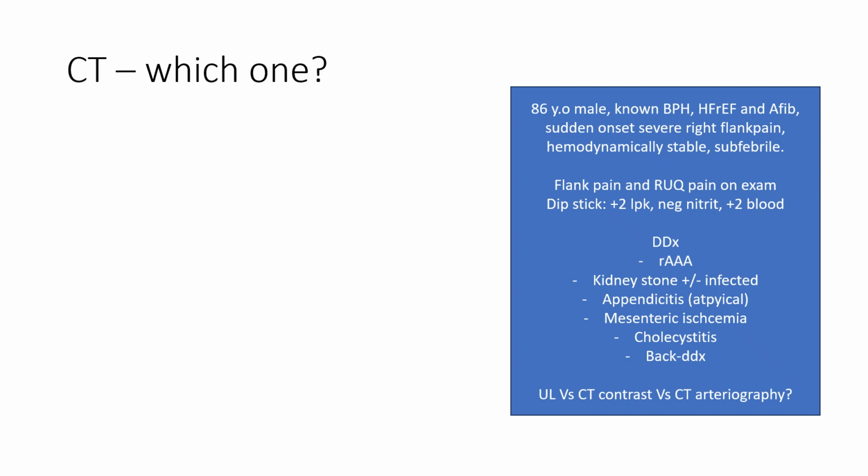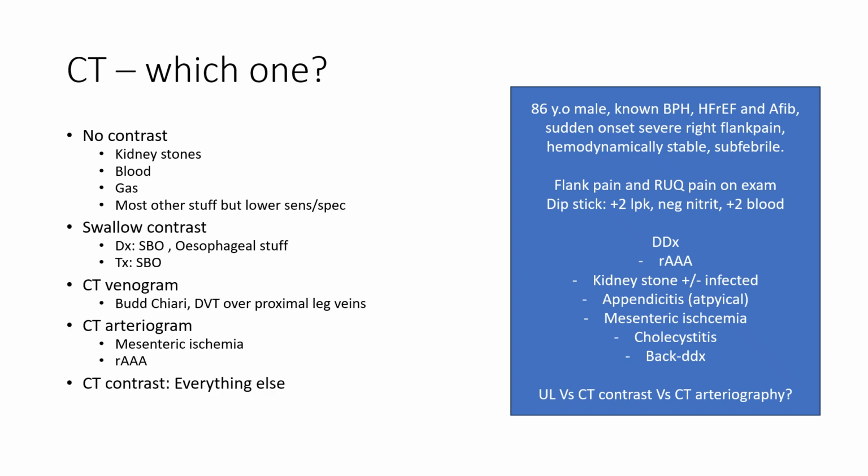But which kind of CTs do we have? We have the no contrast CTs. These are good for kidney stones, for blood, for gas, and for most other stuff the sensitivity and specificity are too low. It can find some other stuff, but the sensitivity and specificity becomes too low, so we'll need the CT contrast for that.